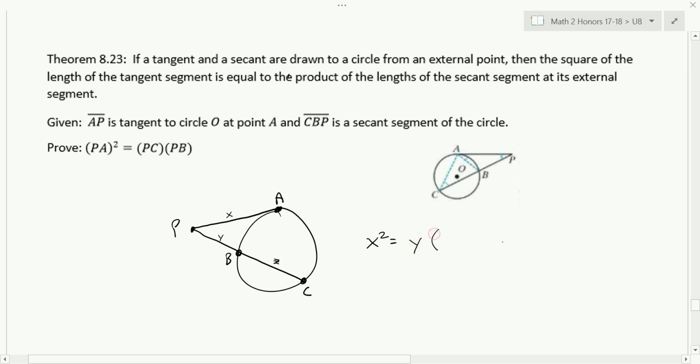Y times, not z, not y times z. Well, it says the length from P to B, that's what? That's y. And the length from P to C, how long is that? Y plus z is that length. So it's y times y plus z. Right? That's kind of what it's saying, if I knew those lengths. So we want to be able to show that that's true.